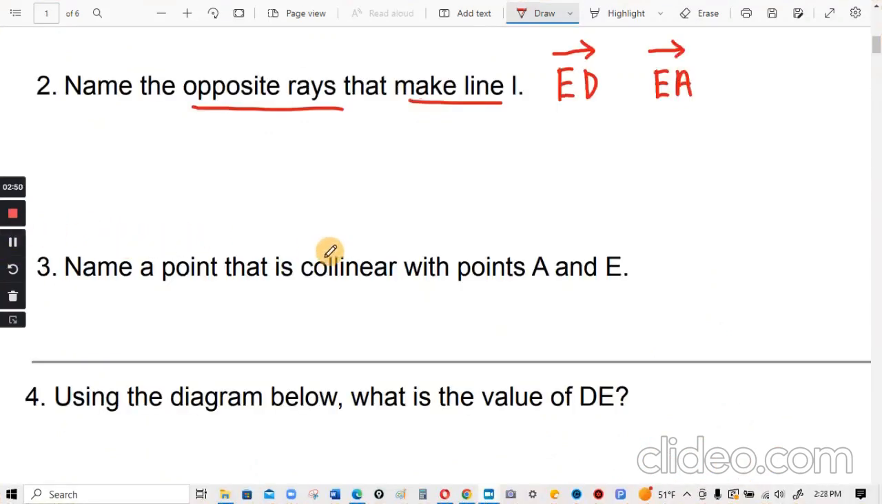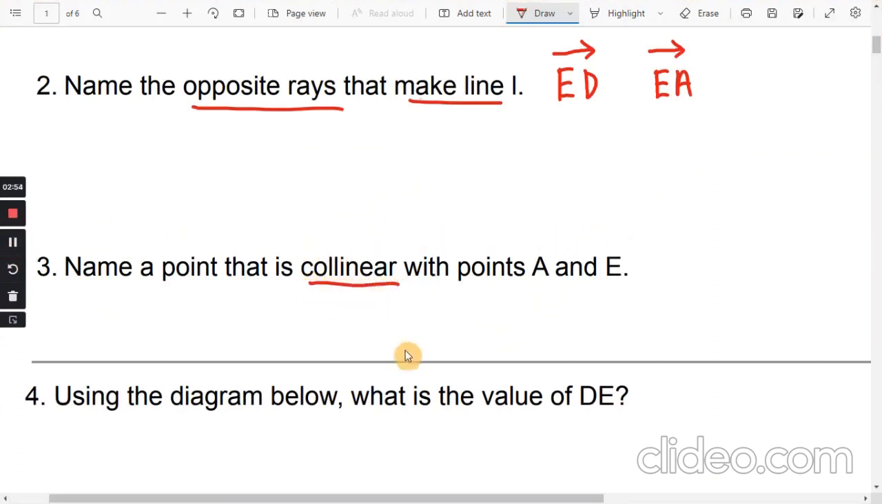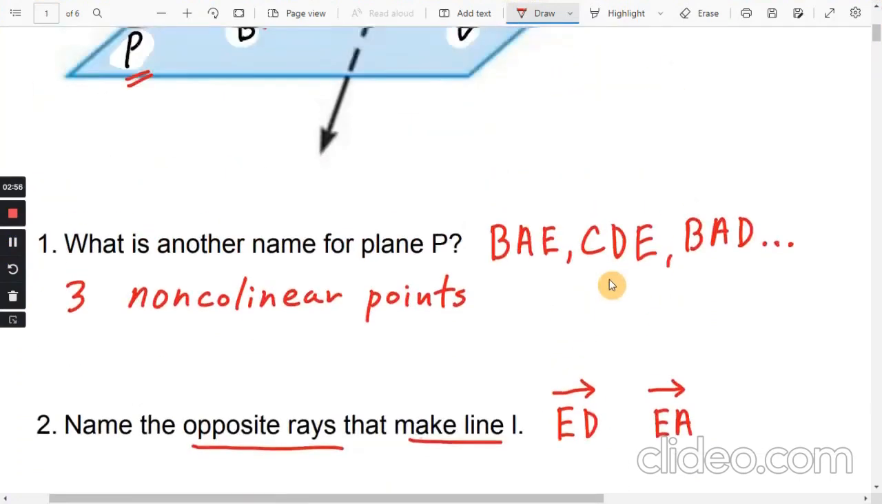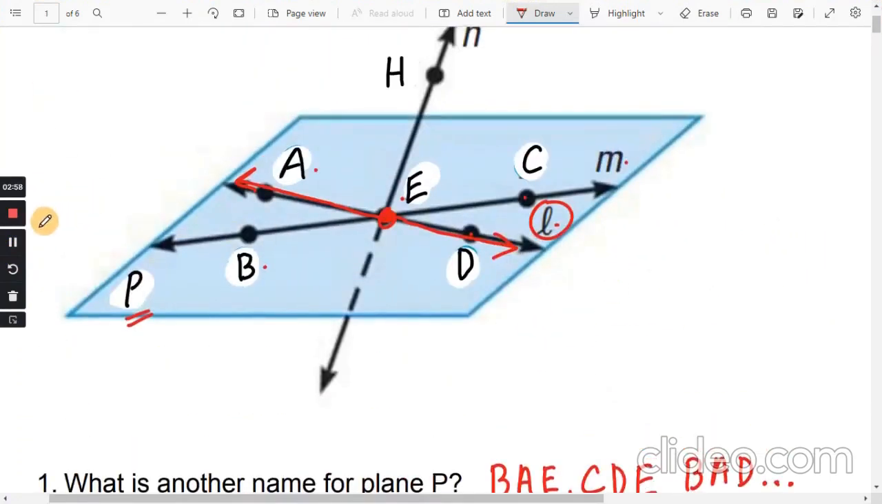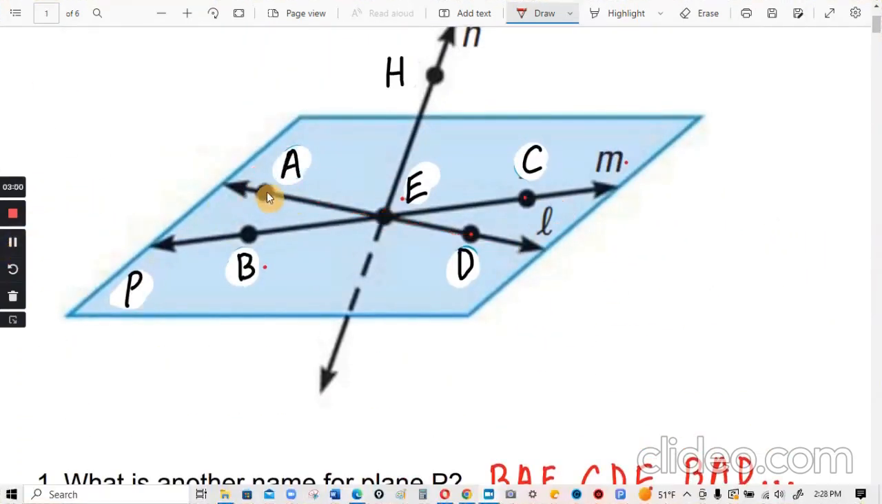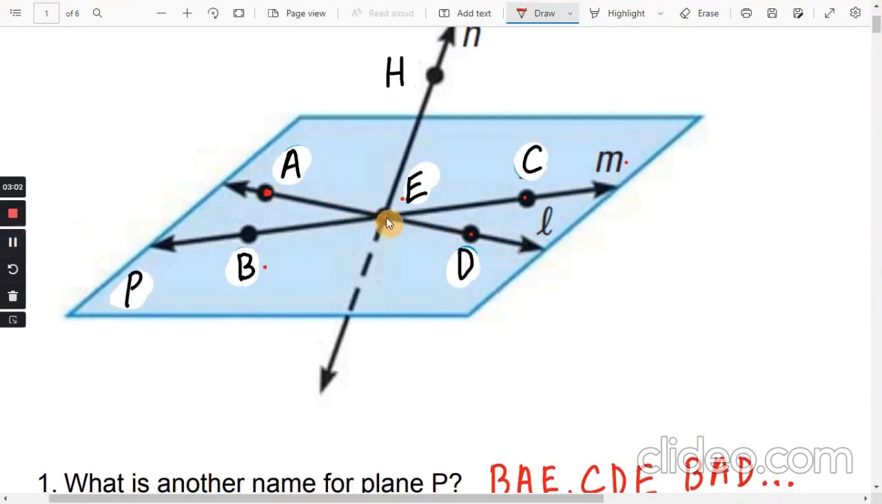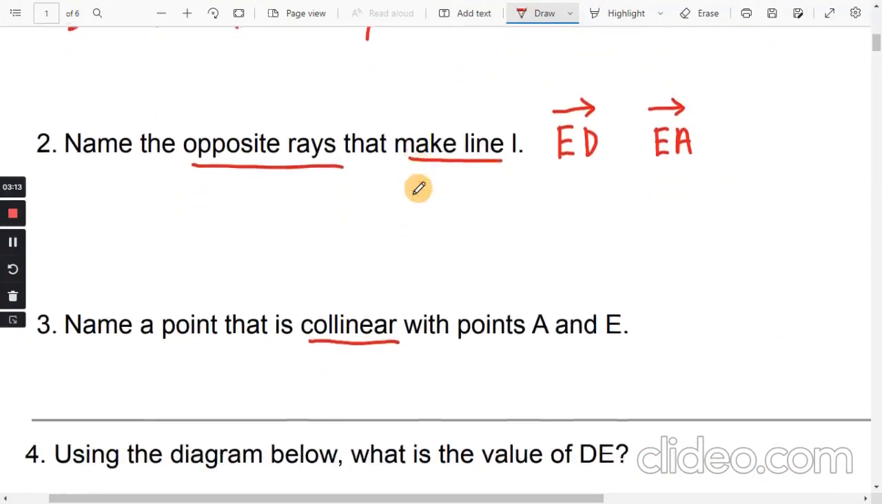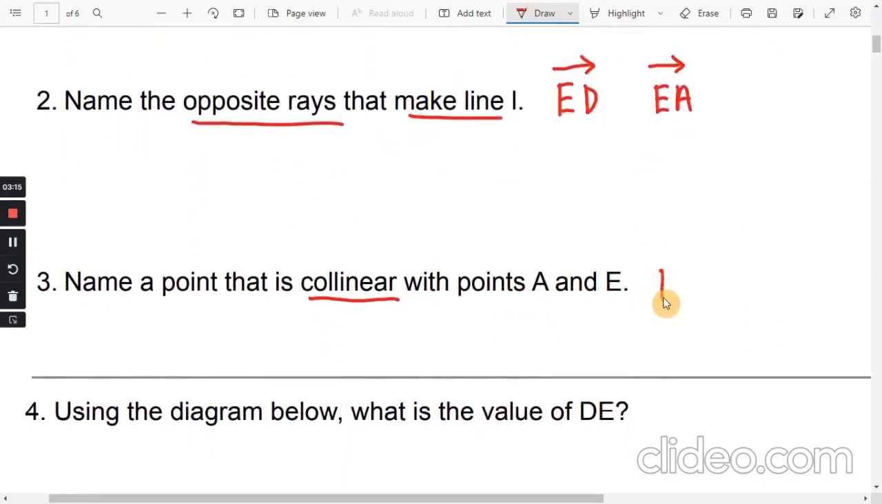Name a point that is collinear with points A and E. Collinear means same line. So we want to look for points A and E. Okay, here's A. Here's E. If this is the line A and E are on, then the third point is point D. They're all on the same line, AED, collinear. So AED.